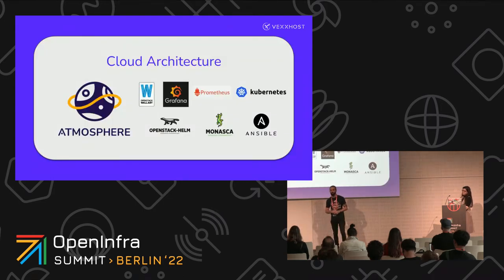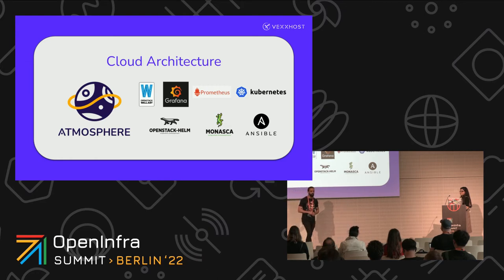If we go to the tooling that we have been using, first of all, we run Wallaby in this cloud. We have plans, in the near future, to upgrade to the newest releases of OpenStack. But I would like to introduce more of Atmosphere, which is one of the main tools that we have been using. I'm not sure if you guys have heard about it. We launched it officially at the beginning of the summit. And yesterday Mohamed was giving you an overview in the keynotes about it. But let me just give you another overview of Atmosphere.